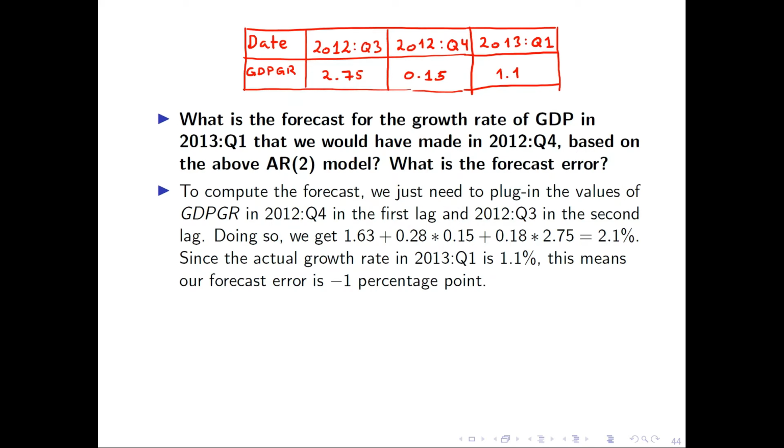We can use the model to forecast the growth rate of GDP in 2013 Q1. And based on the AR2 model, what is the forecast and the forecast error? And to compute the forecast, we just plug in the values. This is the time period that we are forecasting. So we have to plug in the lag 1 value and the lag 2 value.